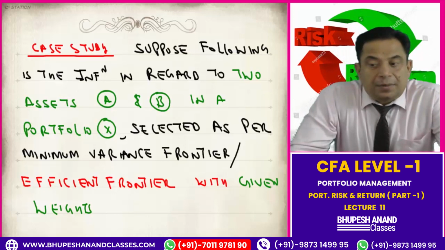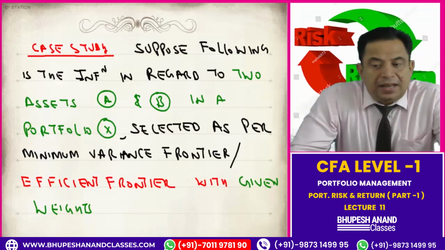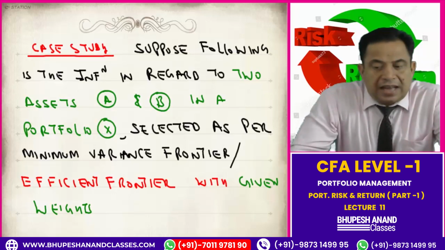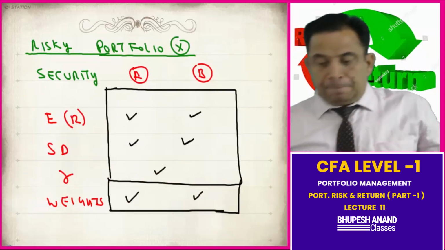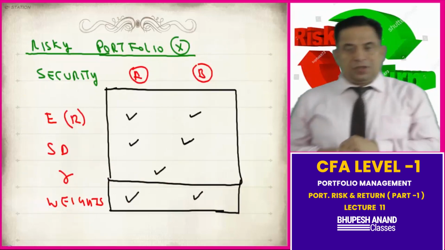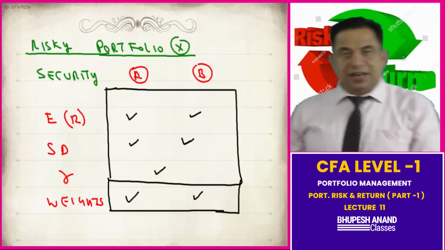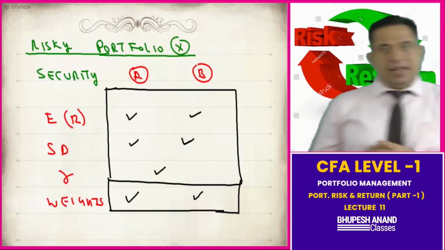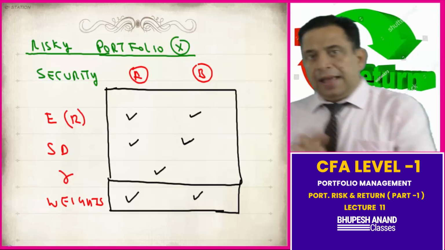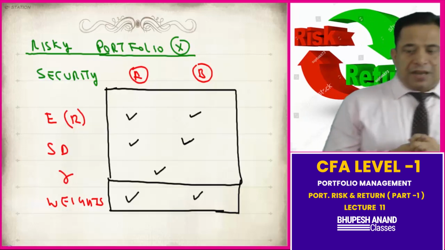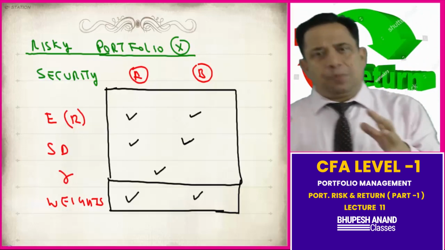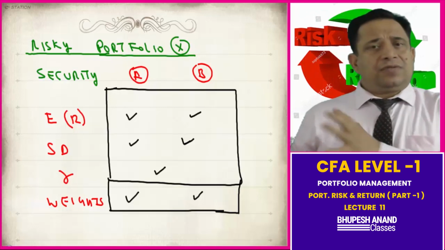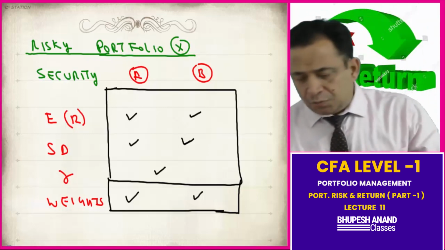Following is the information in regard to two assets A and B in a portfolio X selected as per minimum variance frontier or efficient frontier with given weights. Now this is a risky portfolio X, with securities A and B, and we are given the return of A and the return of B. Standard deviation we are given, correlation we are given, weights we are given. I have put ticks. Now this we have already calculated with the help of the minimum variance portfolio.